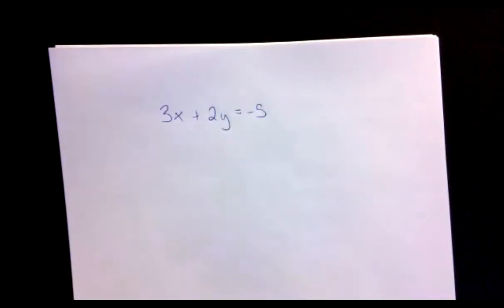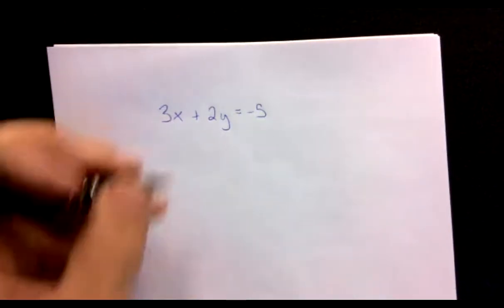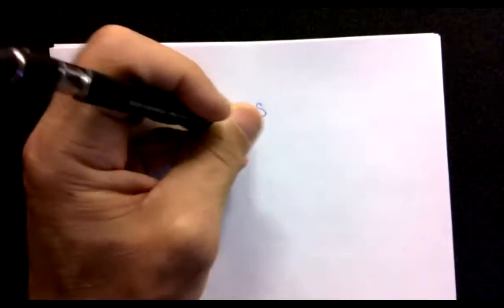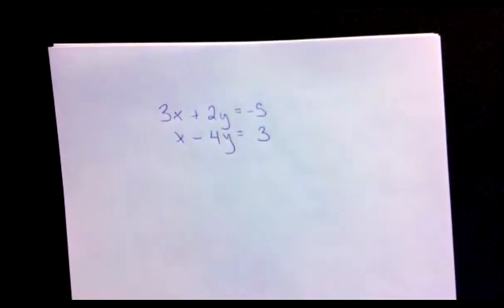So let's say we got 3x plus 2y equals -5. Come on, zoom in. Focus. There we are. 3x plus 2y equals -5. And then x minus 4y equals 3.